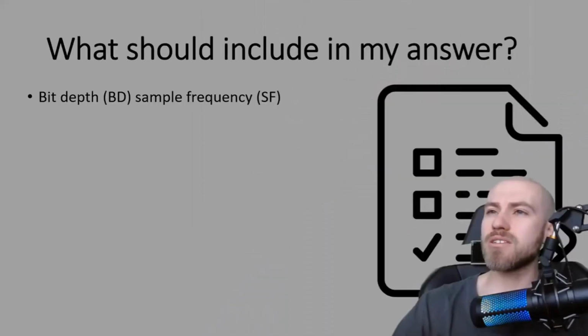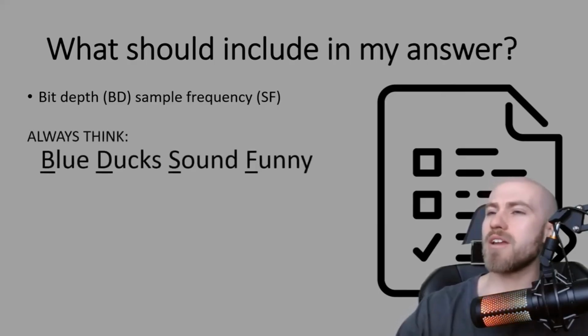So if you're trying to think about what you need to include in your answer, it can be quite difficult to remember it. So I've got a stupid but easy way to remember it. So these are the 2 things that we know already that we need to include in our answer. We've got bit depth and the sample frequency, because they're the 2 things that will affect the overall quality and the file size itself. So your way of remembering is blue ducks sound funny.